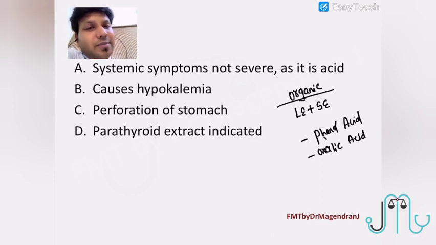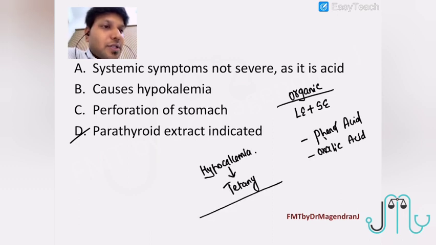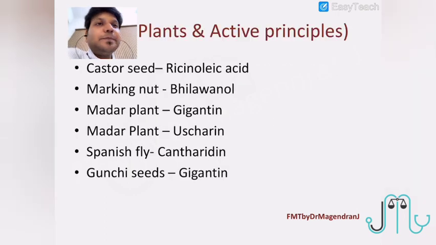Parathyroid extract is sometimes indicated because of hypocalcemia. In oxalic acid poisoning, we can see hypocalcemia. The patient presents with features of tetany. So we have to manage the patient. First we have to manage the hypocalcemia. We can either give IV calcium gluconate, and sometimes parathyroid extract as well.